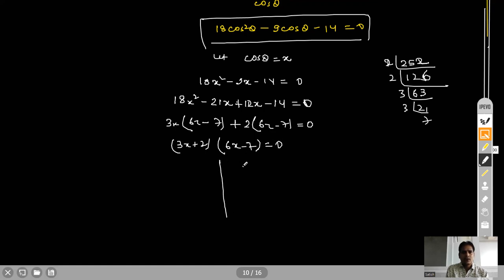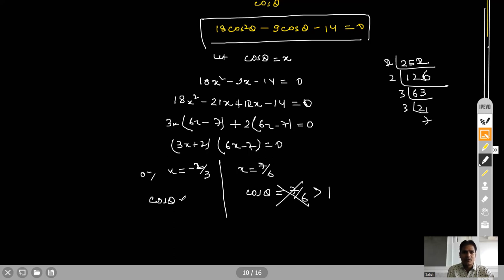What does it imply? Either x is equal to 7 by 6 or x is equal to minus 2 by 3, right? So what is x? Basically, x is cos theta. So cos theta equal to 7 by 6 is greater than 1, and cos theta cannot go above 1, so this value is rejected. And this cos theta, we can accept, because it is between minus 1 and 1. So minus 2 by 3 we can accept. So we got the value of cos theta as minus 2 by 3.